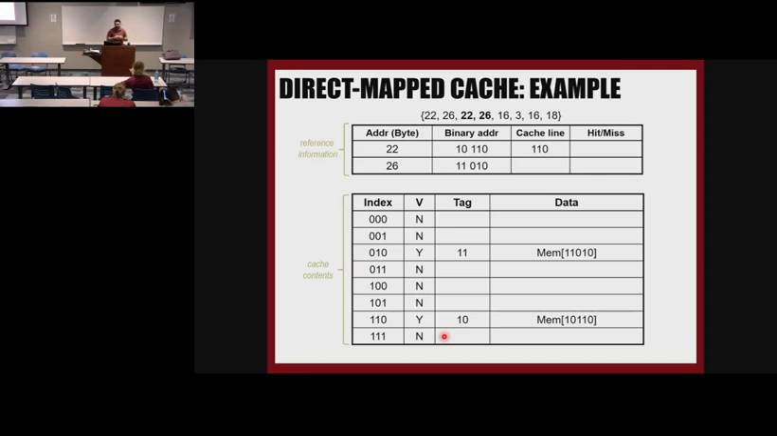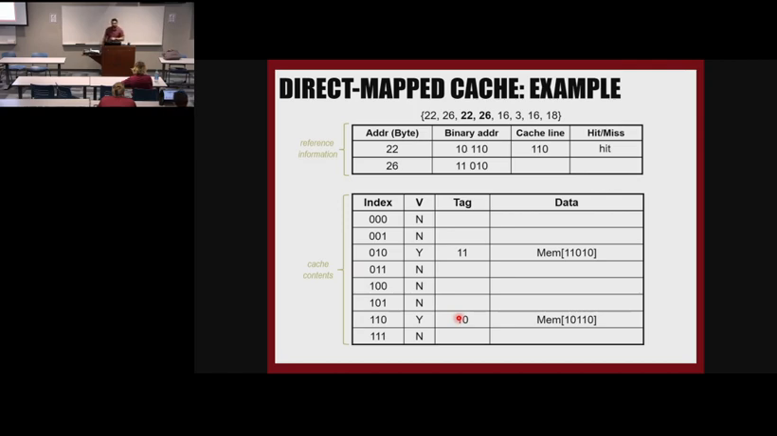Check the tag, right? Because we know there's something in that line, but we don't know if it's actually coming from address 22 or from address 6. If it was 6, we have the same line and the valid bit would be yes, but the tag would be 00. So when we look at this, the tag is 10 here. The tag that we have here is also 10. So it means that's a hit.